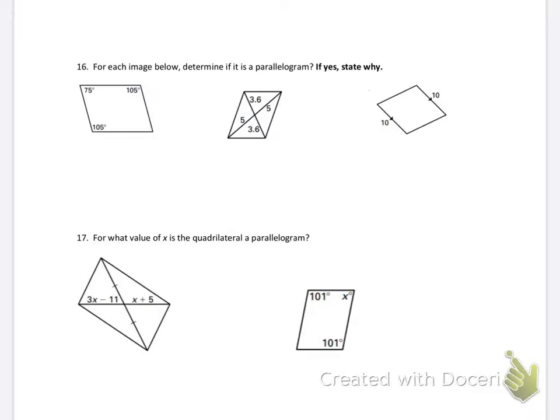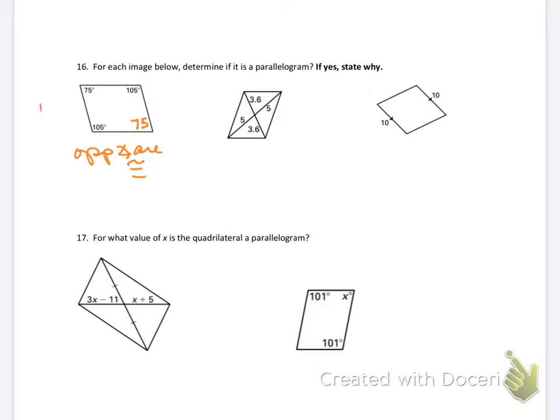Question 16 says for each image below, determine if it is a parallelogram, and if it is, say why. So looking at this, I would say, okay, I know it has 4 sides, so therefore this has to be 75. And it is because opposite angles are congruent, so that makes that shape a parallelogram. Okay, what about the second one?